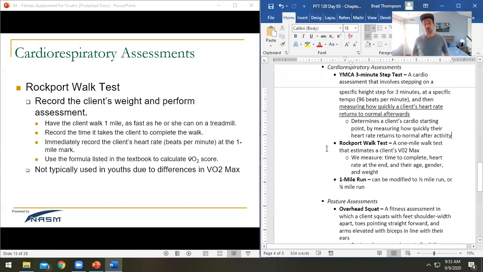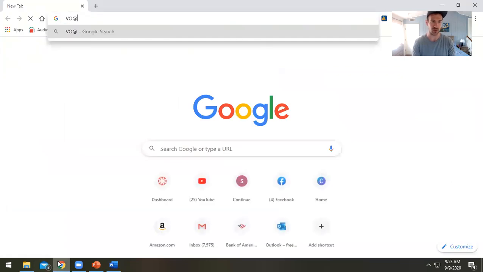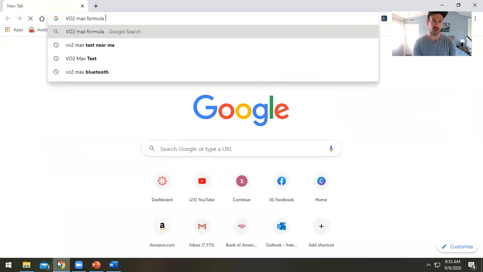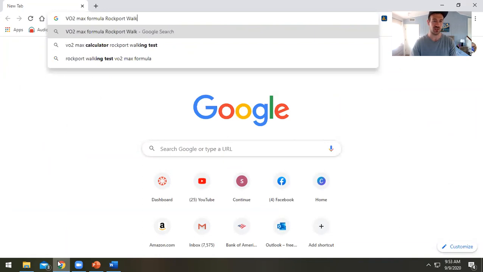Now, another assessment that we've got is the Rockport Walk Test, which is a 1-mile walk test that estimates your client's VO2 max. This also can't really be used on kids because it estimates your VO2 max by using this big, complicated formula. I know I've pulled this up a million times, but VO2 max formula Rockport walk test.